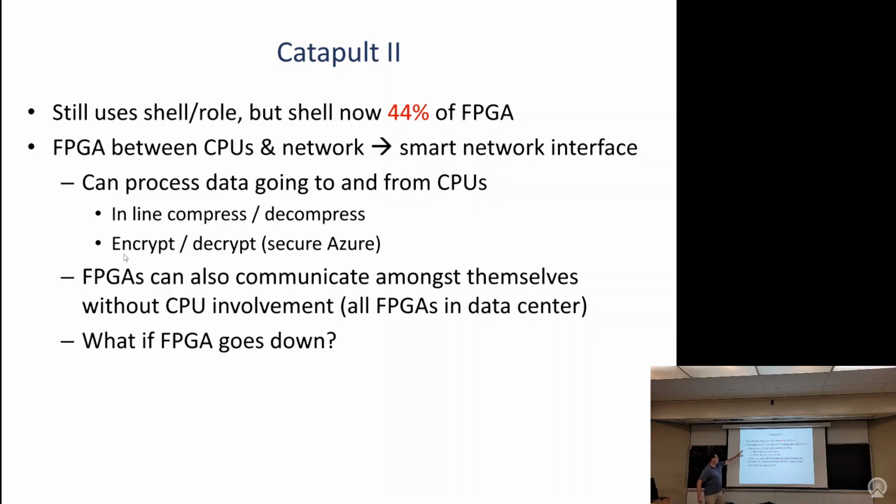And yeah, they can process data going to and from CPUs. So compression, decompression is a big one. Encryption, so there's a part of Microsoft's cloud that they will rent to you. They have part of their cloud that is just running their services, Office 365, all the OpenAI stuff, whatever.